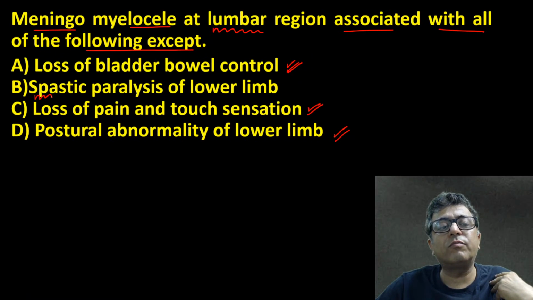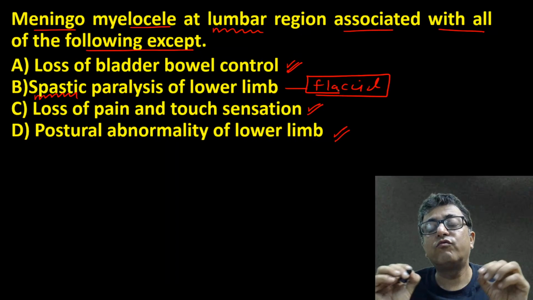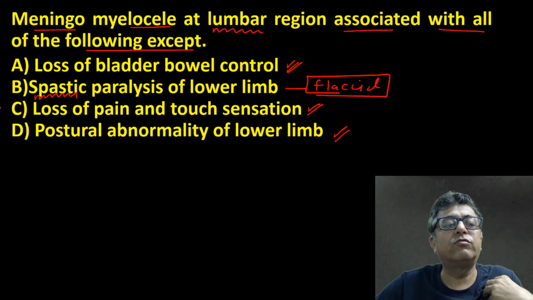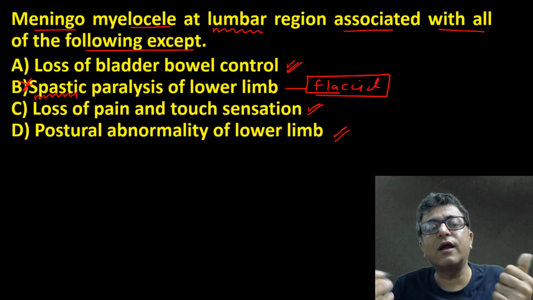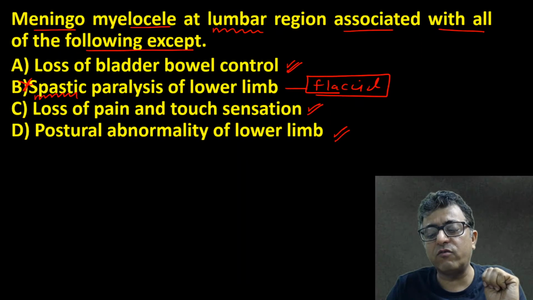There is not spastic paralysis. There is flaccid paralysis of lower limb. So this option is not correct. Spastic paralysis does not occur. What occurs? There is flaccid paralysis of lower limb.